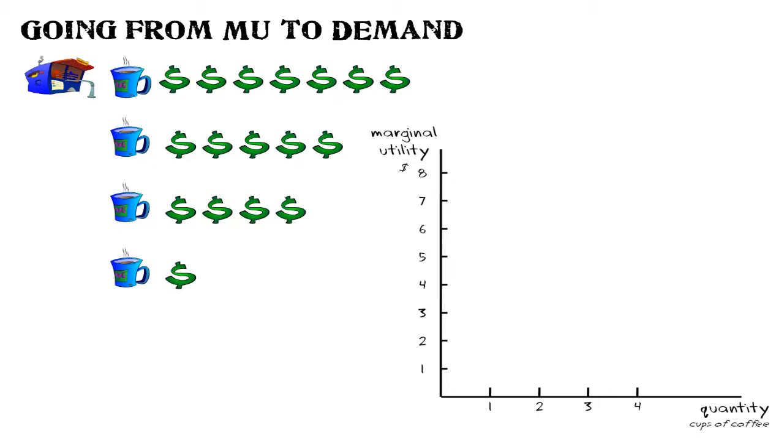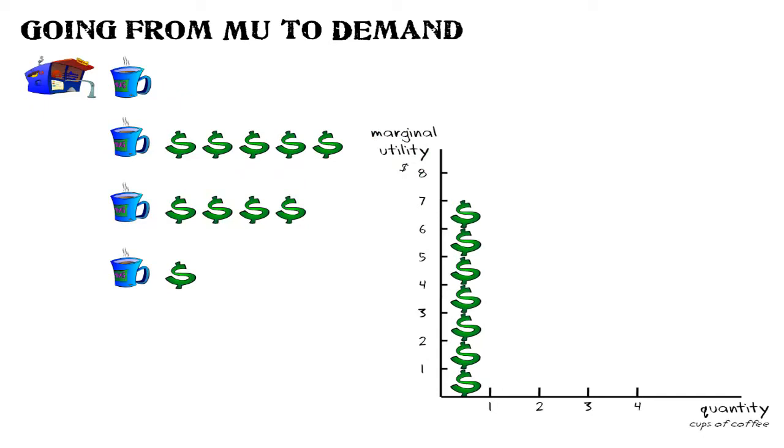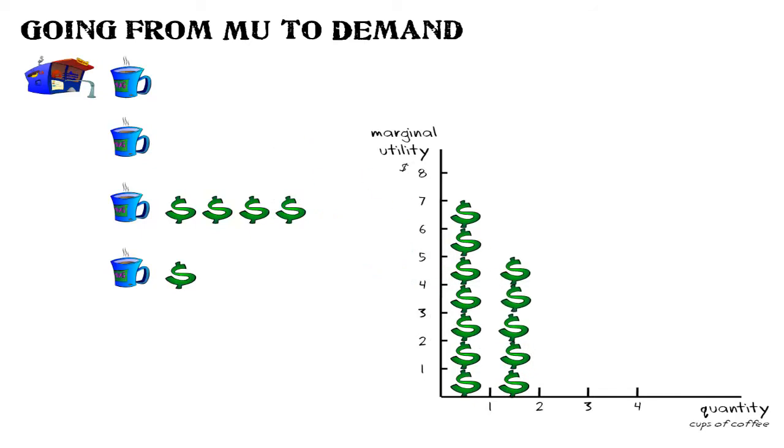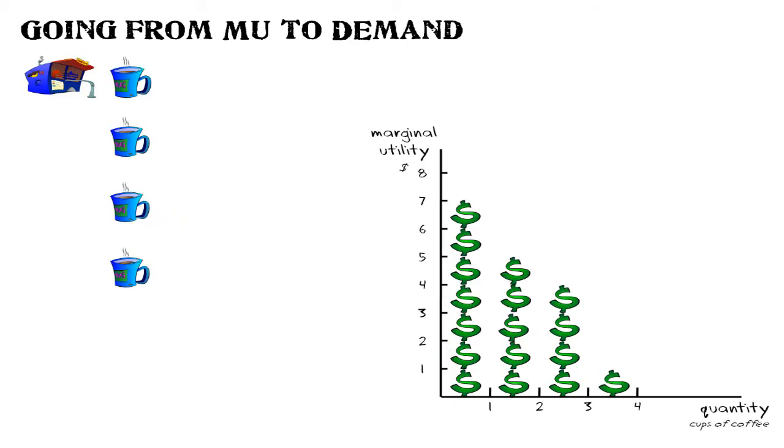So if you take that marginal utility for the first cup, let's stack it up as a bar chart. So let's move all those dollars down to the first one. For the first cup of coffee we get $7 worth of marginal utility. Then in the second cup we stack that up and we get $5. The third one, $4. And the last one, $1.